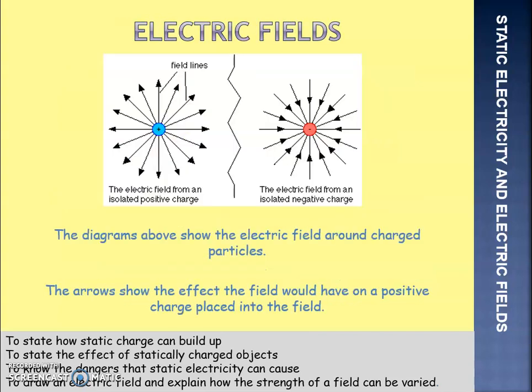Diagrams above show the electric field around charged particles. The arrows show the effect the field would have on a positive charge placed into the field. So near the positive one, it would be pushed away and repel. Near the negative one, it would be attracted to it because it's an opposite charge.